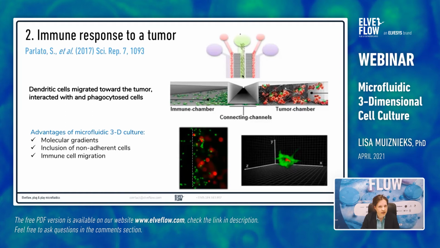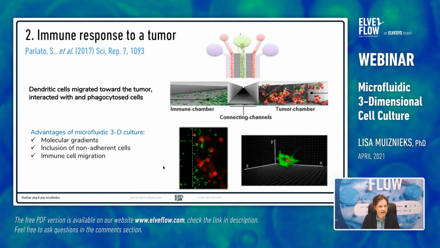The 2 red channels were filled with a collagen gel with or without cancer cells. And non-adherent dendritic cells were added to the immune chamber in the center in green. The immune chamber is connected to the tumor chambers on either side by microgrooves that mimic the physical constraints of cell migration, such as extravasation.